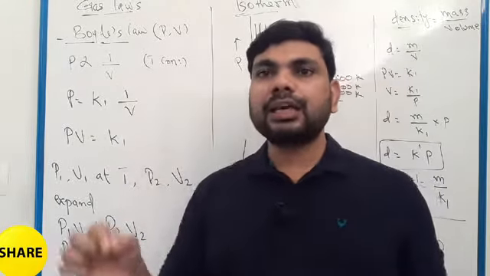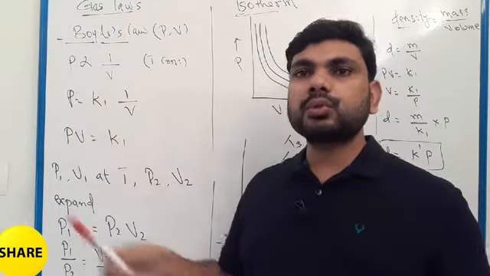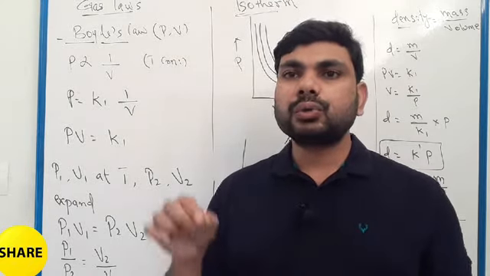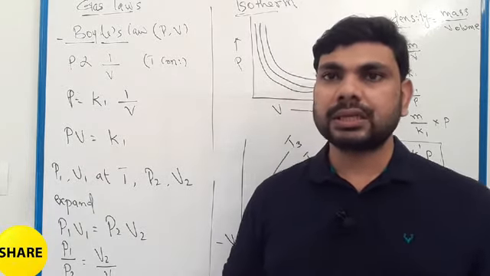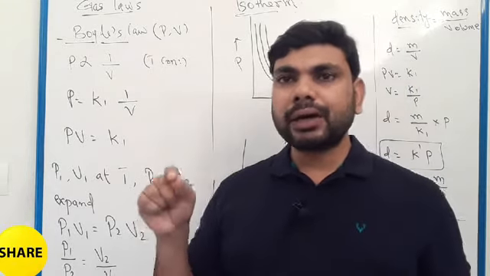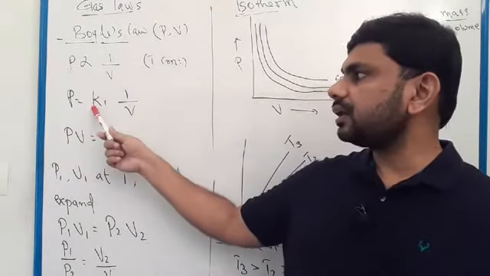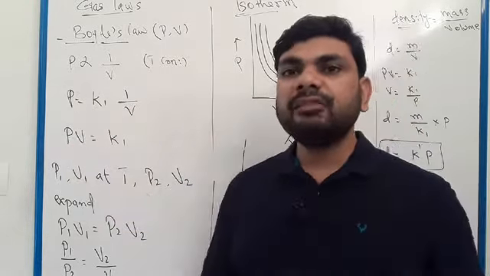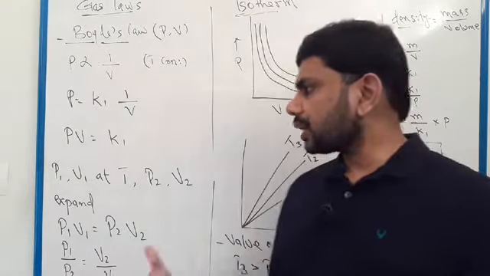So P is directly proportional to 1 by V. We can change the proportionality sign to an equals sign by multiplying with one constant. So we can write P equal to K1 into 1 by V, where K1 is the proportionality constant. So P equal to K1 divided by V. Bringing V over here, we can write PV equal to K1. Clear?